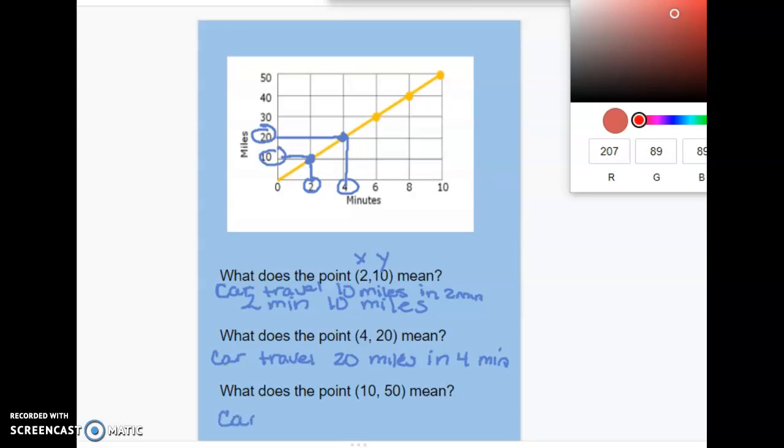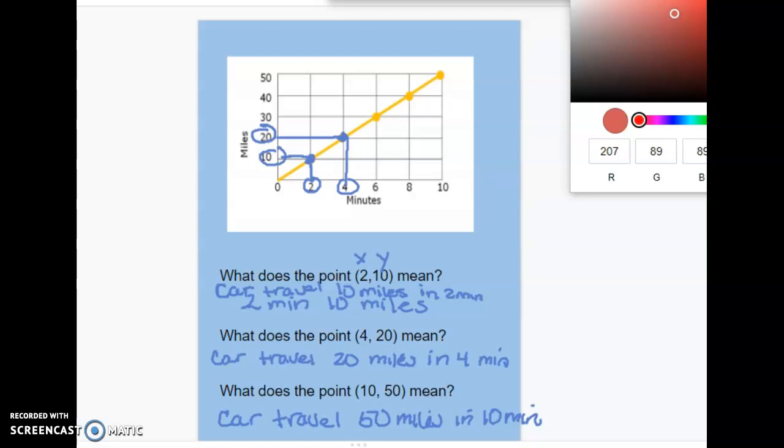Okay, good. It means that the car can travel 50 miles in 10 minutes. All right, so this is really just about reading the graph and understanding what the points mean.